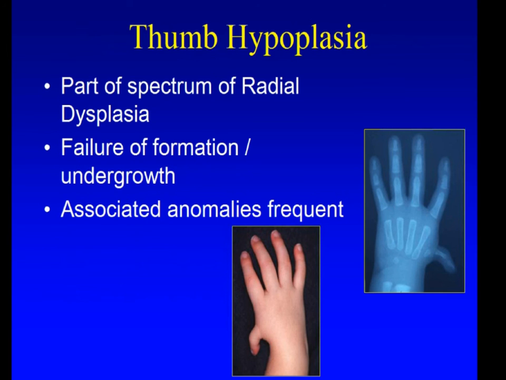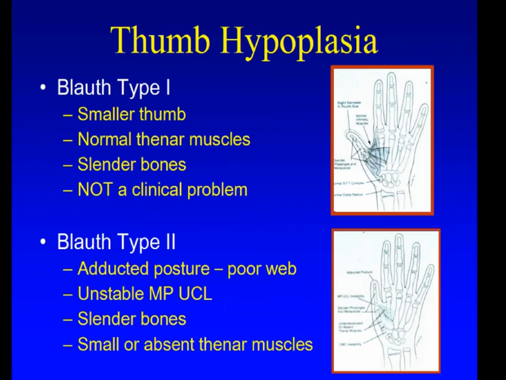As I mentioned, thumb hypoplasia is also part of the spectrum of radial dysplasia. This previously fell under that failure of formation and undergrowth. This is a lot more complicated than that, we know. And this also can be associated with other anomalies. So just keep that in mind, because the thumb hypoplasia sometimes looks pretty benign, but it is part of this radial dysplasia spectrum.